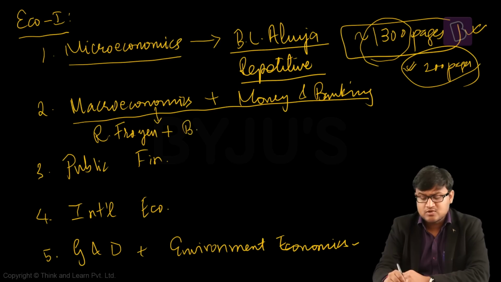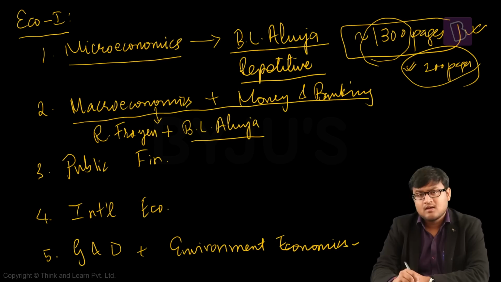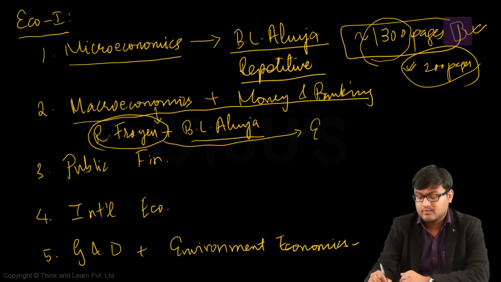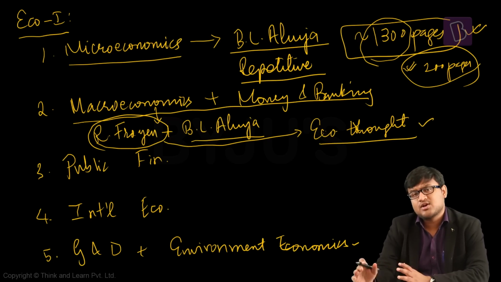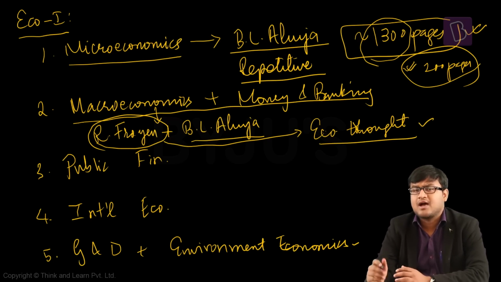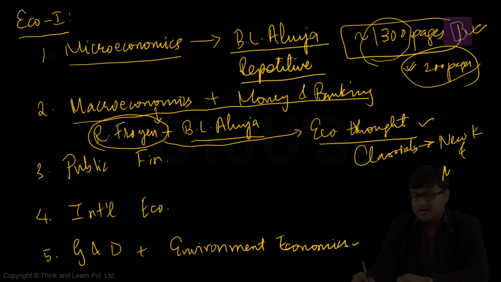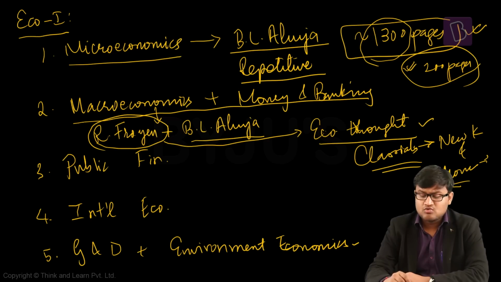plus B.L. Ahuja again. Richard Froyen has a very good flow of economic thought. It gives you a history of different perspectives that were developed over the years in developing the macroeconomic theories, right from the early classicals to the latest new Keynesians and monetarists, etc. So in this, Richard Froyen can be used.